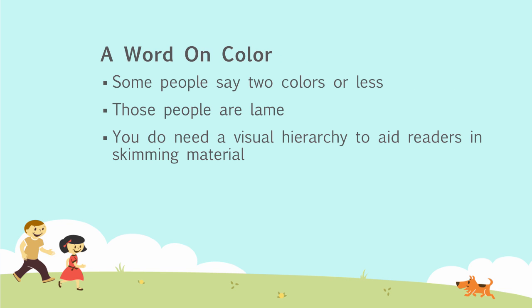So when we talk about color, some people say two colors or less, and those people are wrong. If you're bad at color, you can stick to two colors or less. But if you're decent at color, you can do a fair number of colors and have it be a good thing. And what colors do is they create what's called visual hierarchy, okay? And it aids readers in skimming the material.